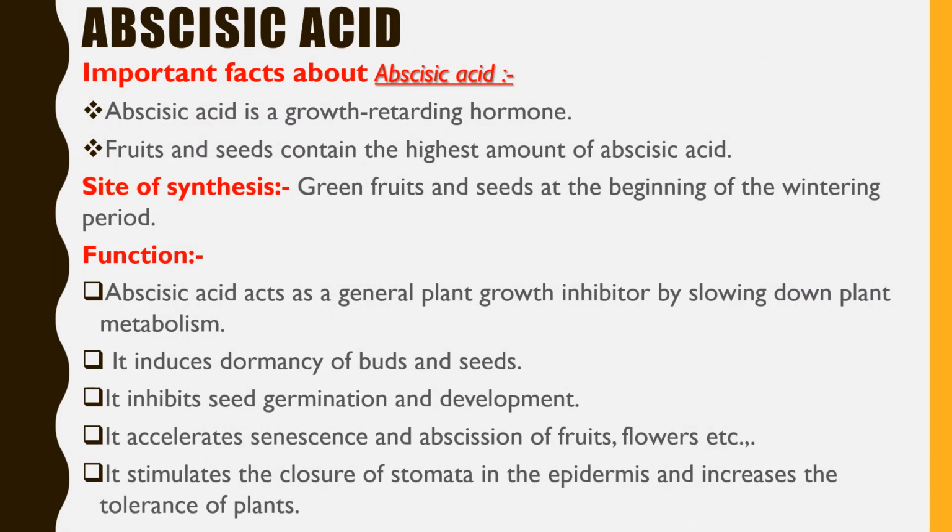The last plant hormone or phytohormone is abscisic acid. Important facts about abscisic acid are: abscisic acid is a growth retarding hormone. Fruits and seeds contain the highest amount of abscisic acid. Site of synthesis is green fruits and seeds at the beginning of the wintering period.